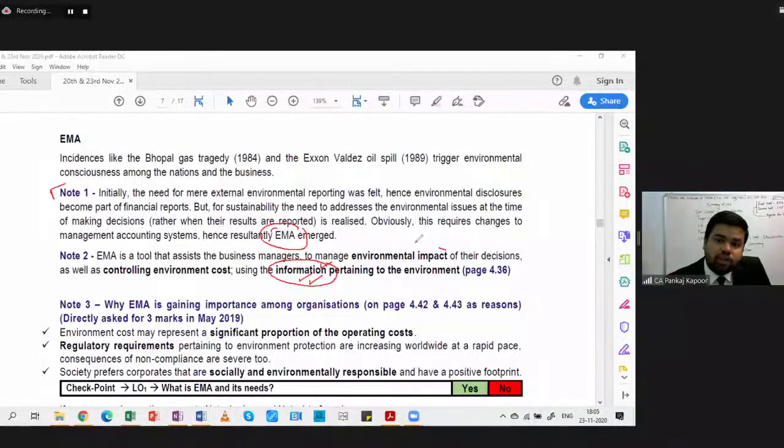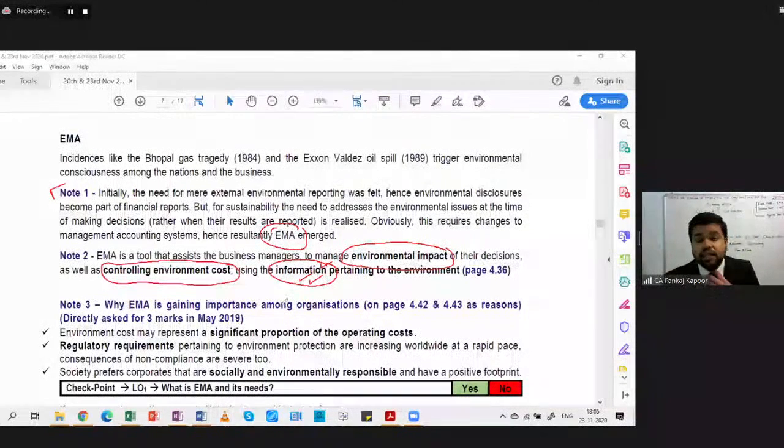Because we want to manage the environment impact of our activity. By managing the environment impact, we can be a good corporate company. We can establish ourselves as a corporate citizen. And what is another objective? To control or reduce the environment cost.